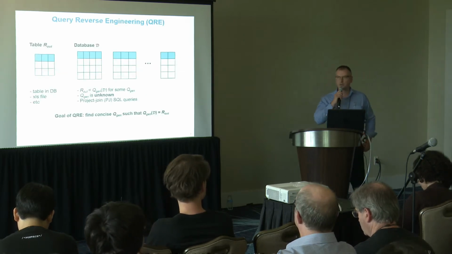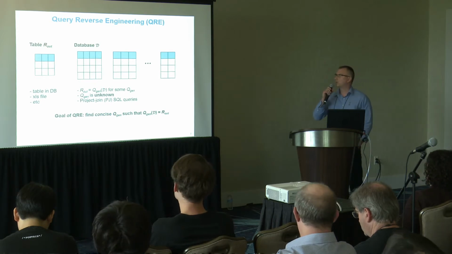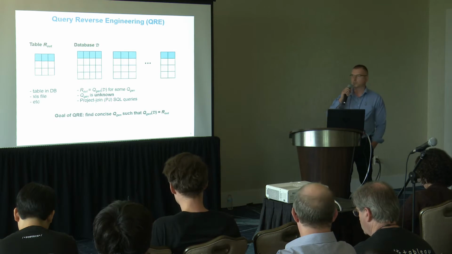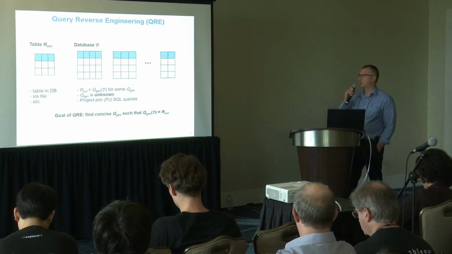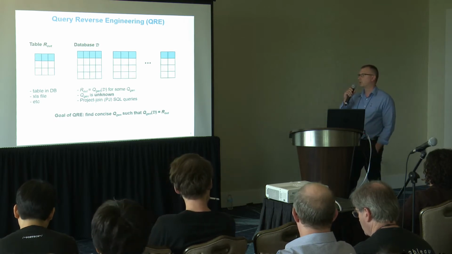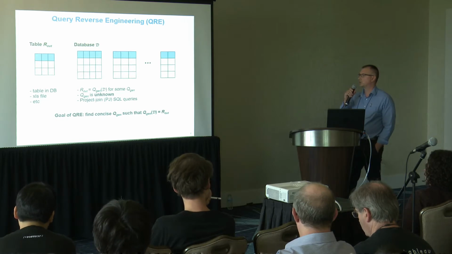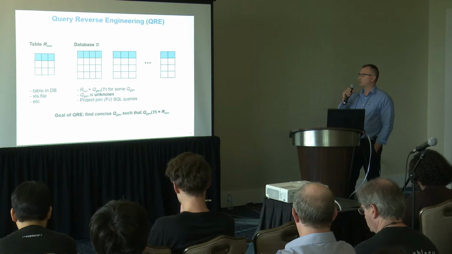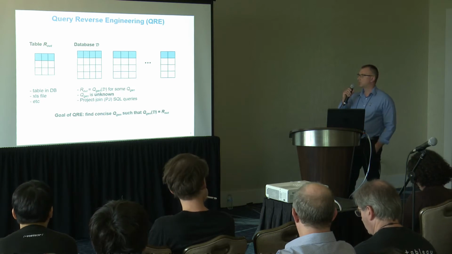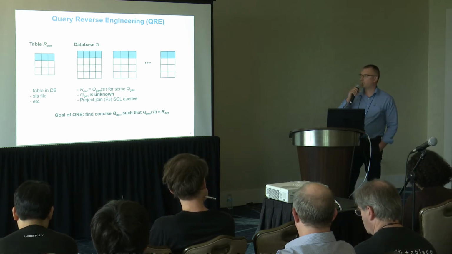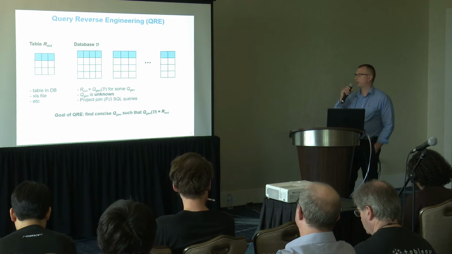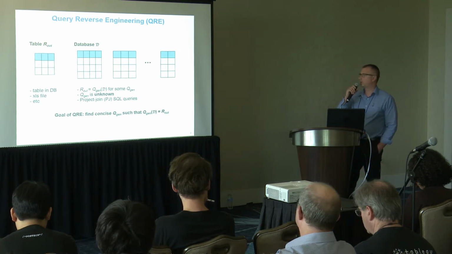Let me first define the problem. In the problem of query reverse engineering, you are given a table, Rout. It can be some table in a database, or it can be in the form of an external file, such as an XLS file. And you know that there is a database, and this table was generated as a result of a query run on this database. However, the query is not known, for whatever reason. Maybe the person who created this query left the company or is not available.